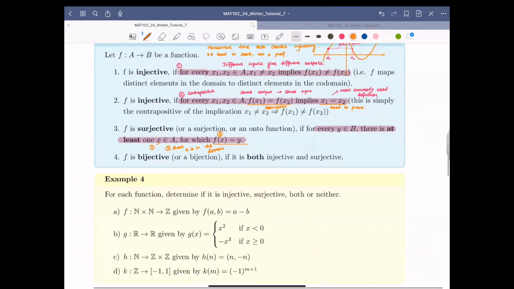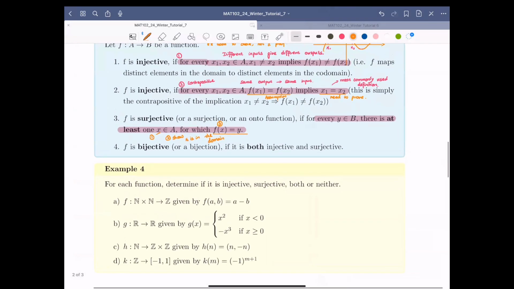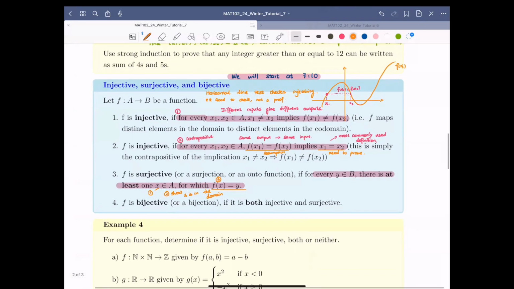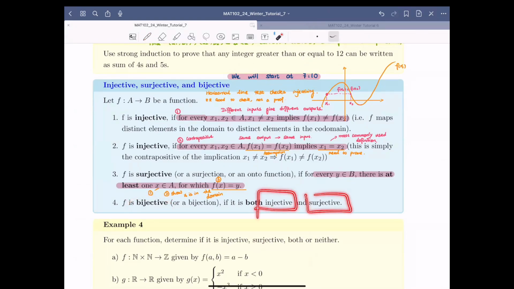Four, f is bijective if it's both injective and surjective, which means if you want to prove it's bijective, you have to prove it's both injective and surjective. So two things you need to prove.